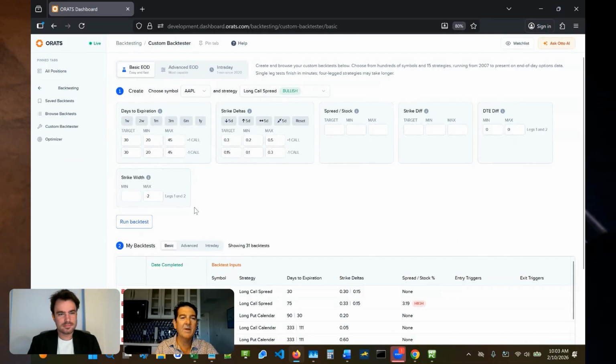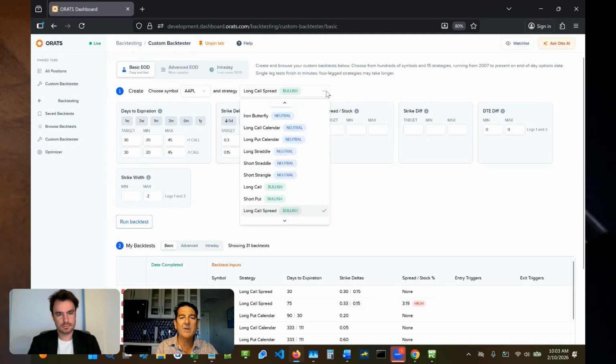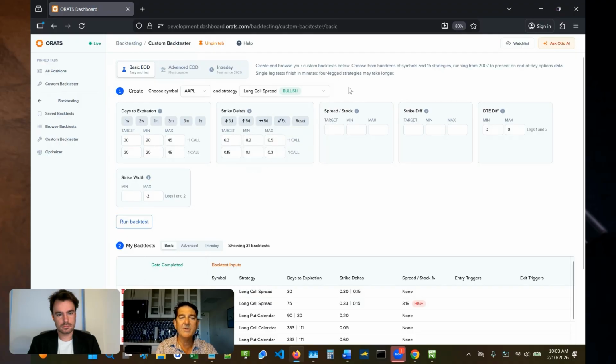All right, so here's you click on the custom backtest, immediately you see, you could pin this tab. So if you go to backtesting a lot, I'll pin this. And then, there's the basic end of day easy backtester without the bells and whistles. So if I just press run backtest, I'm going to get Apple long call spread. So obviously you could down click and see a bunch of different symbols, or drop down the strategies, see a bunch of different strategies.